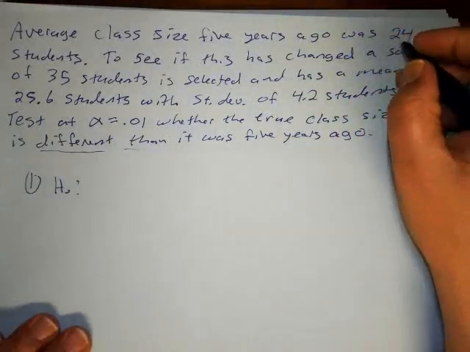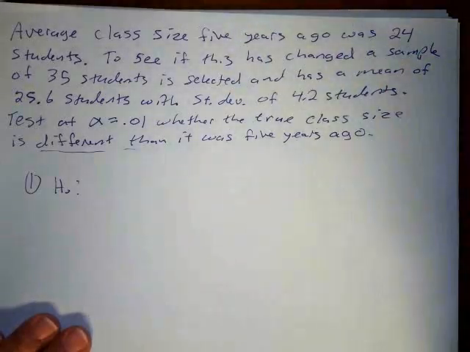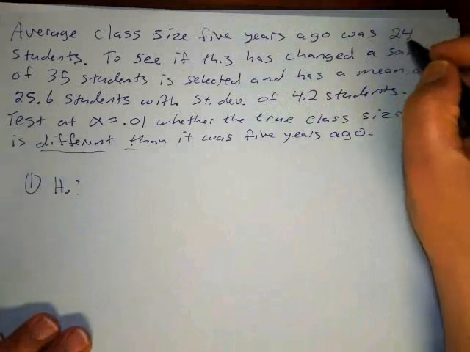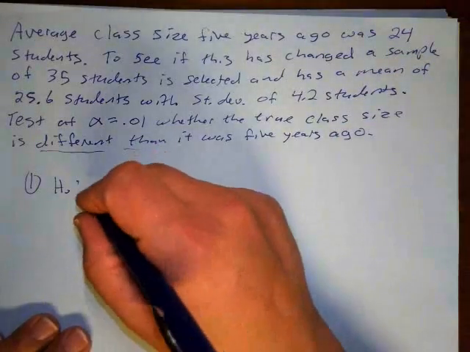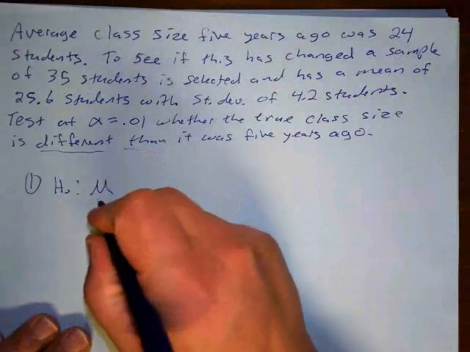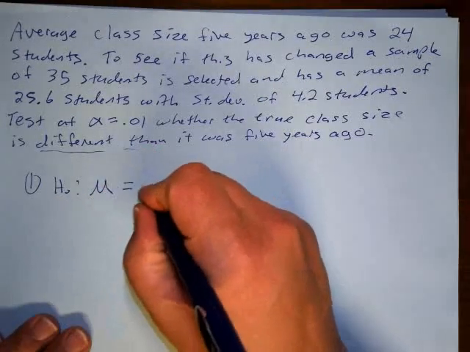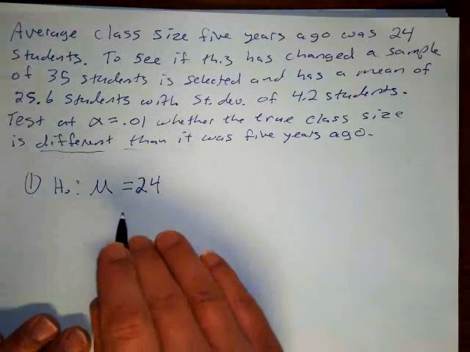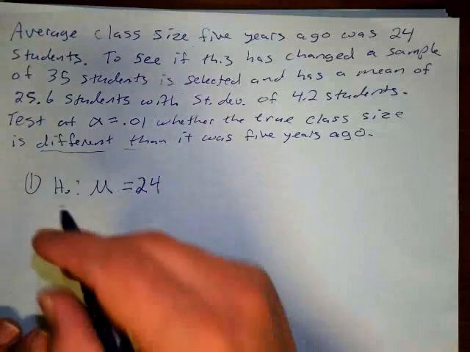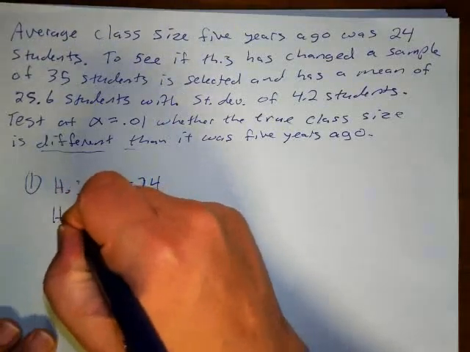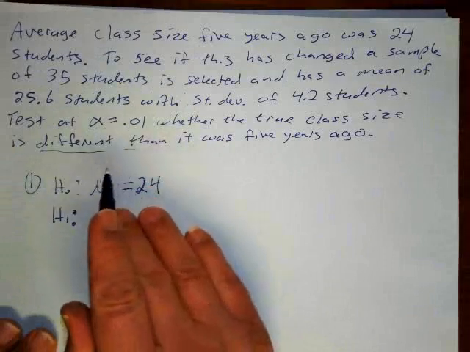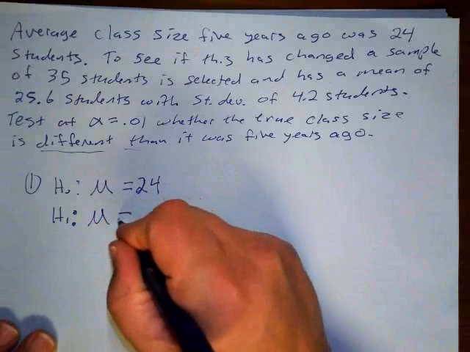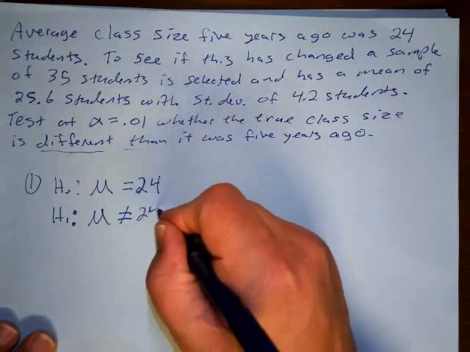So that 24 there, what it used to be, is the hypothesized mean. We don't know what the true mean is. We want to test to see if it's different than 24. So the null hypothesis is going to say that the true mean is no different. It's the same as what it was 5 years ago. So the true mean is equal to 24. And then the alternative is the competing claim, and this is I want to show that no, maybe it's different than it was. And so this is going to be the true mean is not equal to 24.